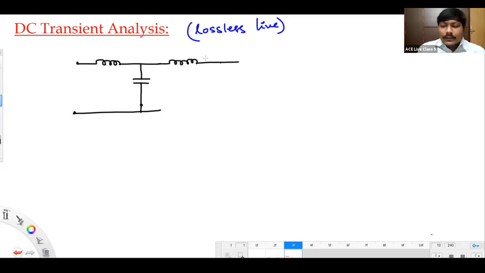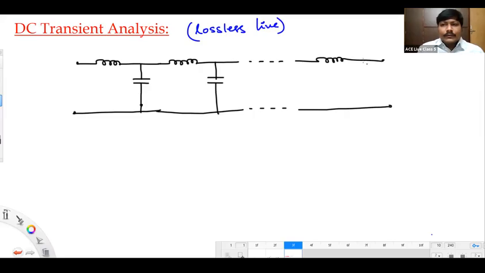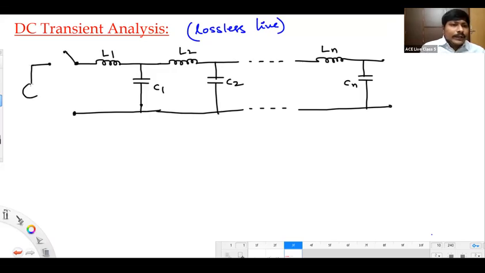Like that we have a number of sections connected in cascade, something like this. Okay, so I'll call them L1 C1, L2 C2, Ln Cn. And this is a point at which we will be keeping that DC voltage source, right? So it's a plus minus voltage V.